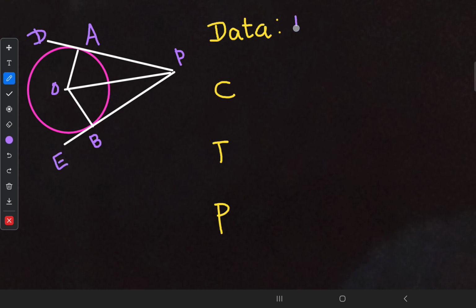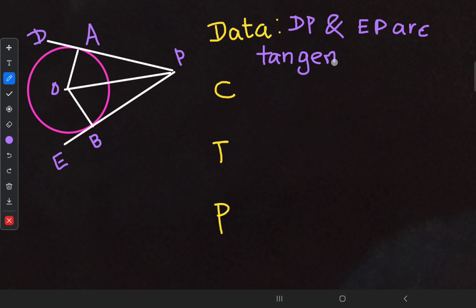First of all, the data: DP and EP are tangents for this circle. That's enough. DP and EP are tangents. That's the first thing you should write. Then the second thing is construction.